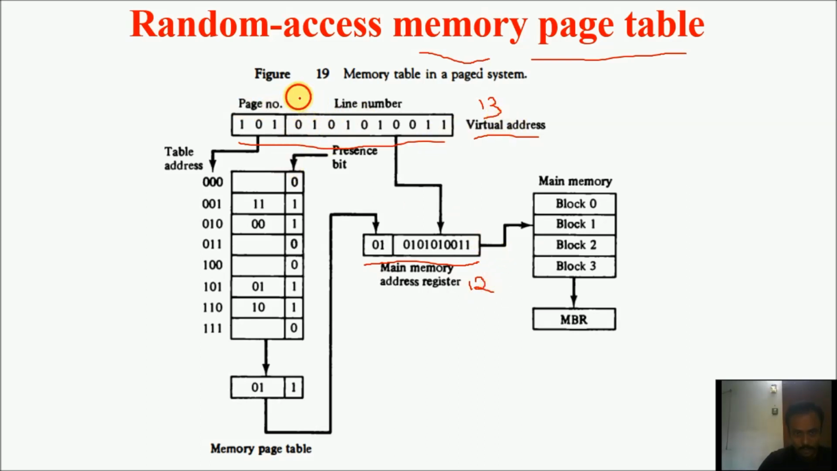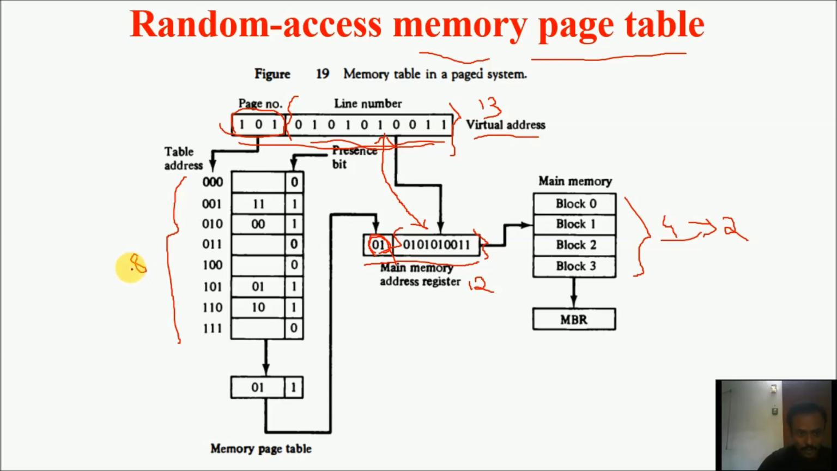Why? Because this virtual address is divided into two parts. The one part is called line. The last 10 bits are called line. Here also there will be last 10 bits. So this last 10 bits and this last 10 bits are equal. But in this, the first 3 bits indicate the number of the page and this first 2 bits indicate the block. There are 4 blocks in the main memory. To represent 4 blocks, how many bits will be required? 2 bits will be required. That's why 2 bits are here.